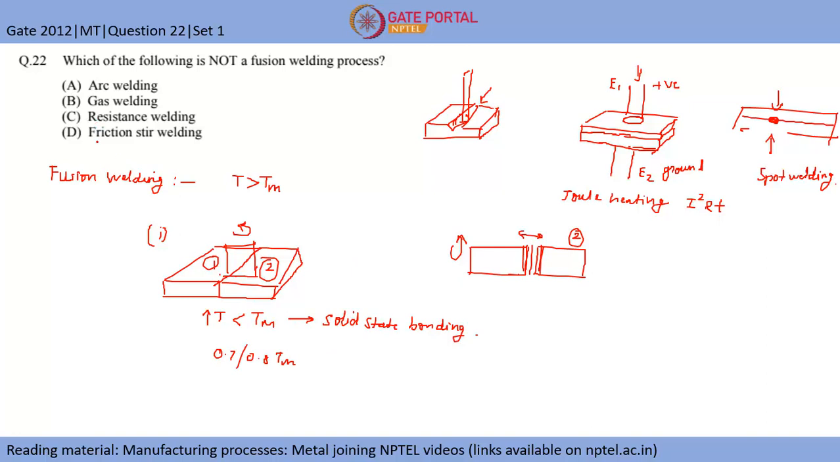Hence, friction stir welding is not a fusion welding process. It is a solid state welding process. Hence, the correct option is option D. Whereas in all the other three processes, some melting takes place near the joint. I hope this is clear.